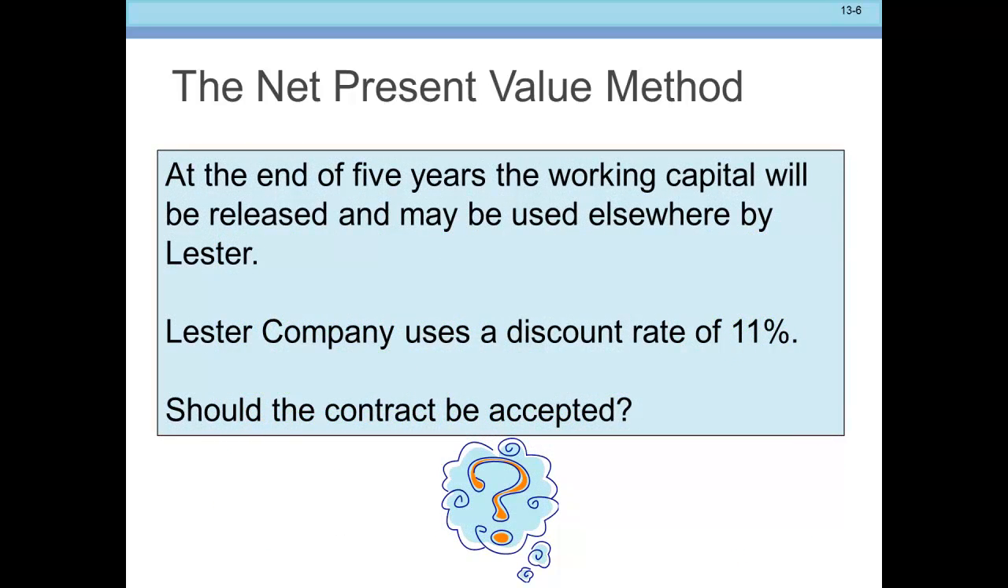A few more assumptions. At the end of 5 years, the working capital will be released and could be used elsewhere. This could be extra raw materials inventory used by the machine, which we no longer need when the machine's life is over after 5 years. Lester Company's discount rate is 11%. That is their cost of capital, or the benchmark that they have set for an investment to be better than before they accept it. Should the contract be accepted?